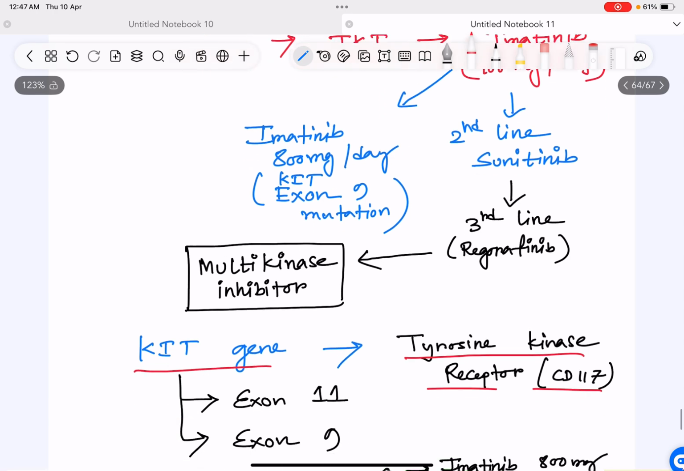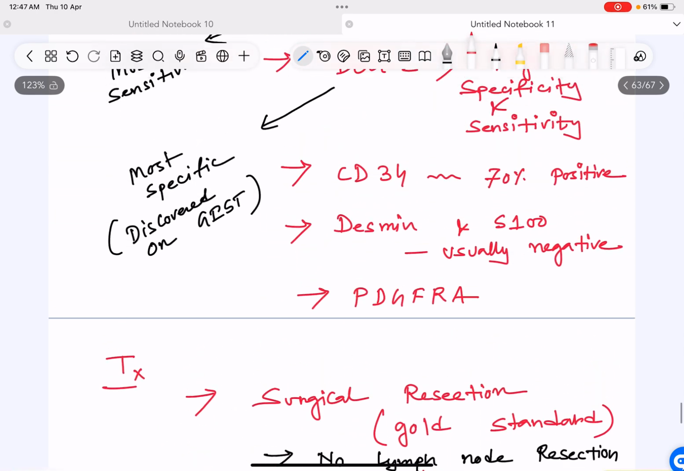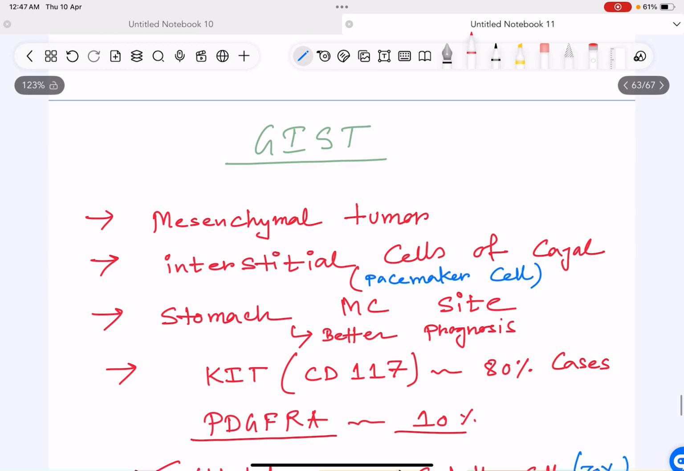Okay, clear. So the marker is clear, this is clear.